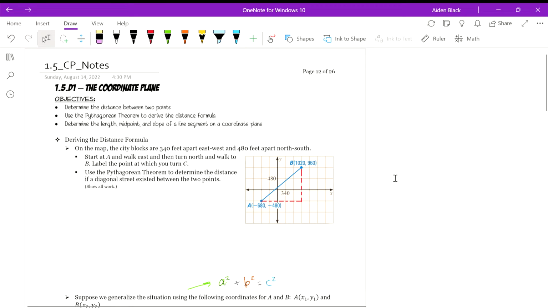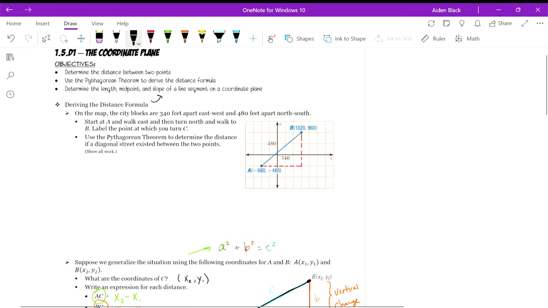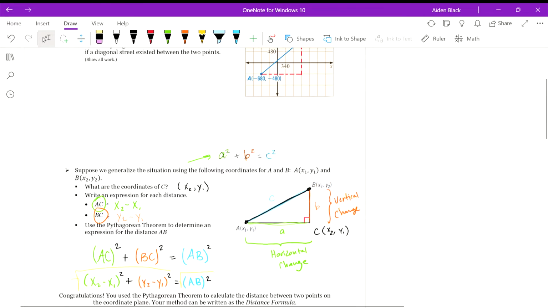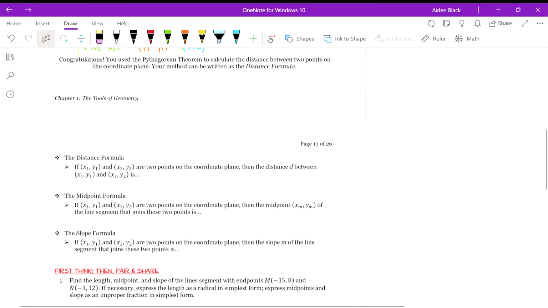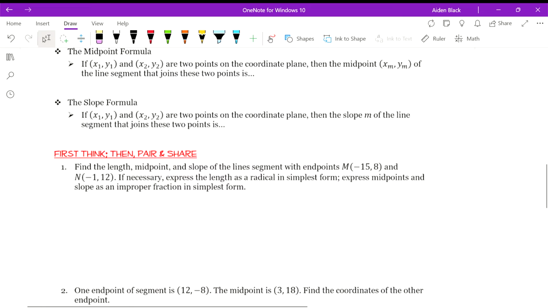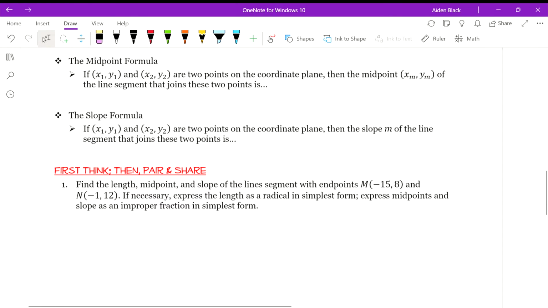So on 1.5, day 1, we've already spoken on deriving the distance formula using Pythagorean's theorem. So that's length, the distance between 2 points. We've gone over midpoint. Now we must look at the slope of a line segment. You guys should be pretty familiar with the slope of a line segment. So the slope of a line segment, we usually call it m.